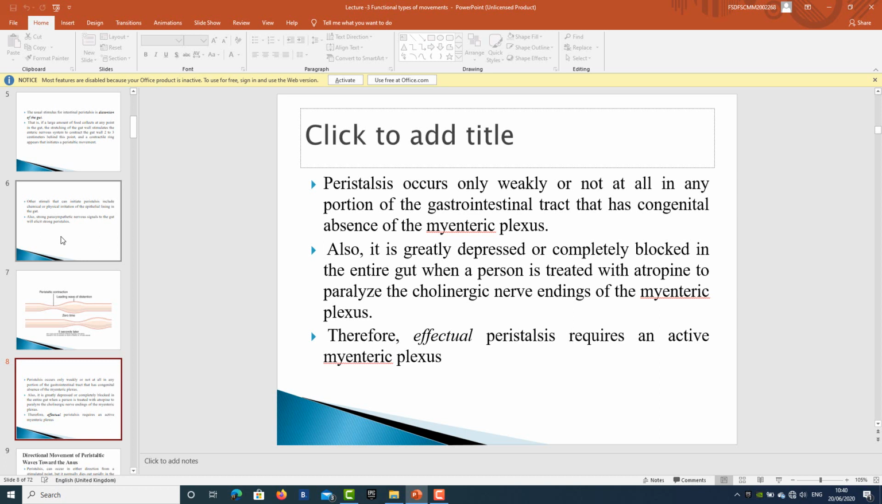Peristalsis occurs only weakly or not at all in any portion of the gut which has congenital absence of the myenteric plexus. Also, it is greatly depressed or completely blocked in the entire gut when a person is treated with atropine to paralyze the cholinergic nerve endings of the myenteric plexus. Therefore, we should know that effective peristalsis requires active participation of the myenteric plexus.